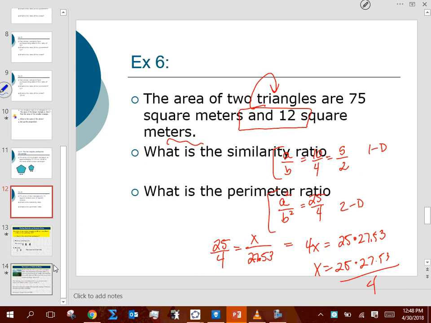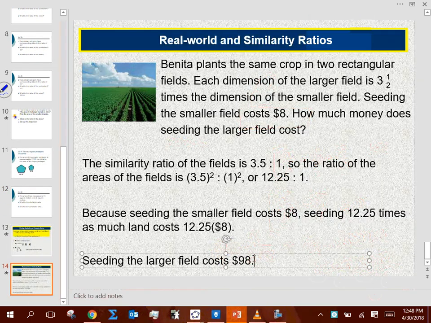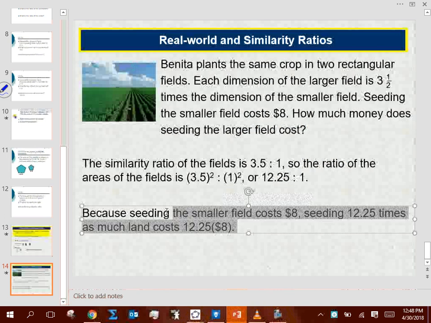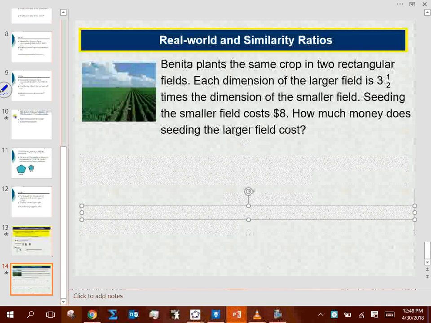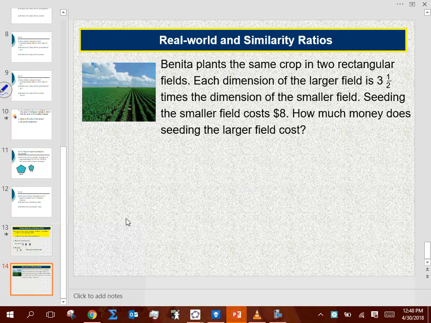And that might be modeled best in an example like this. Now I've got the answer here, so I want to delete some of this stuff so we can work through it. All right, it says Benita plants the same crop in 2 rectangular fields. Okay. It says each dimension of the larger field is 3.5 times the dimension of the smaller field.